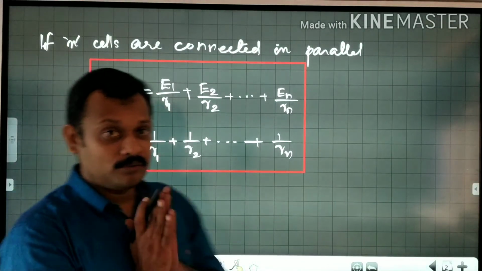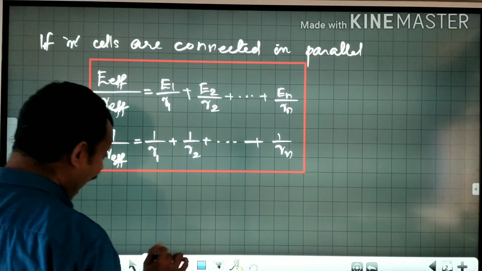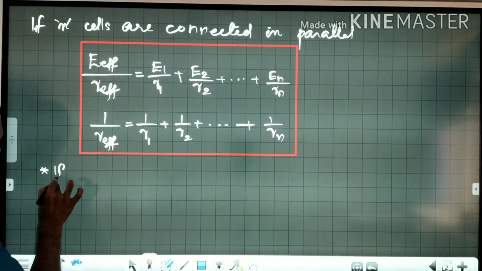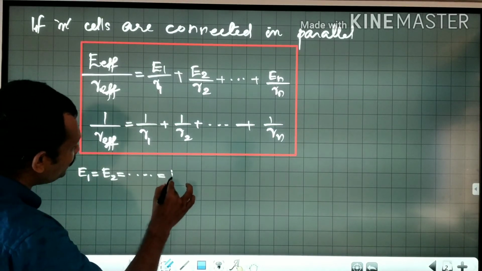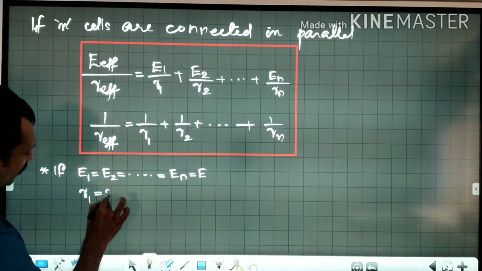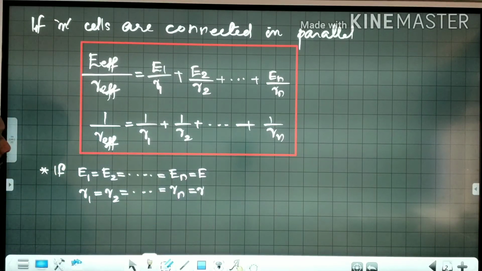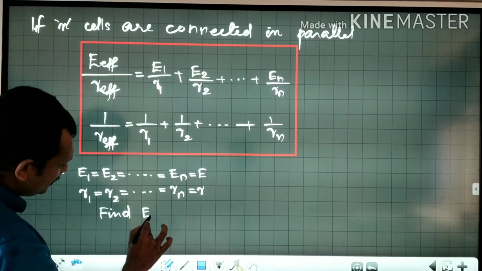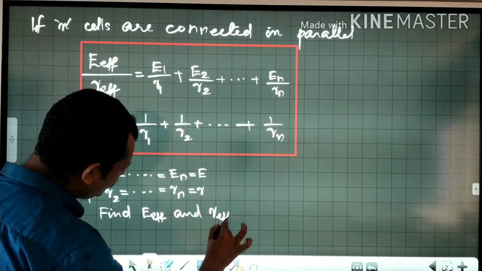Hope the same is clear to you. Now, the next thing I want to ask you is, if I connect identical cells, meaning E1 is equal to E2 is equal to etc. is equal to En is equal to E, and R1 is equal to R2 is equal to etc. is equal to Rn is equal to R, find E effective and R effective. This is your job.